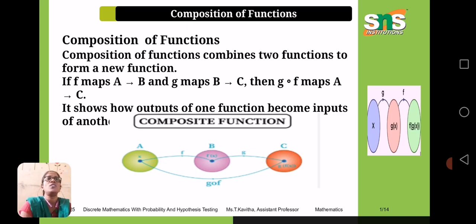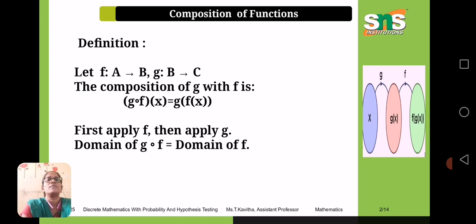If f(x) and g(x) are two functions, then the composition of f and g is written as (f ∘ g)(x) = f(g(x)). This is read as f composed with g. It means first apply function g, then apply function f to the result. Domain of g ∘ f is equal to domain of f.